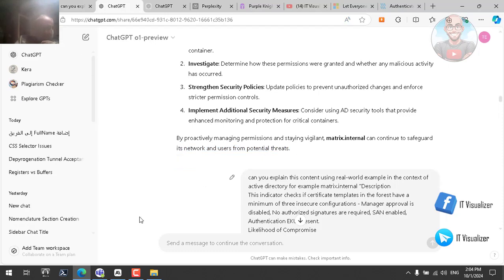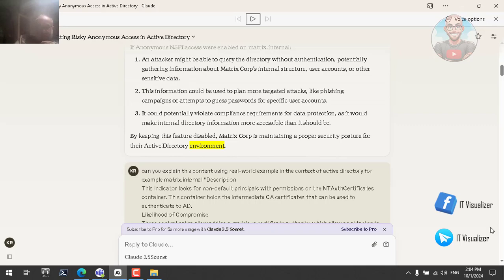So I think this answer is not that much, or I don't think it's better than the Perplexity answer. Let's see the answer of Claude concerning the same question.